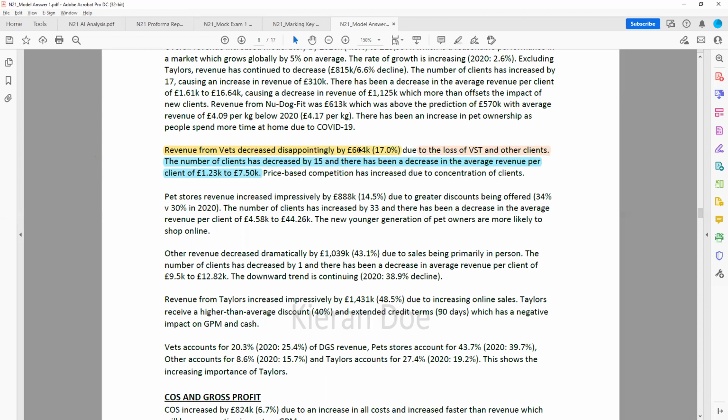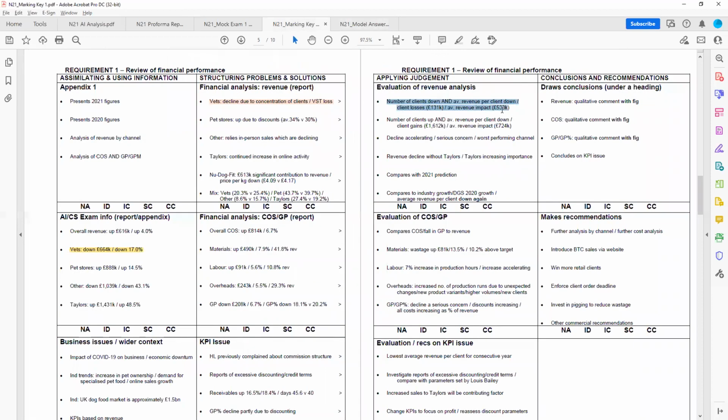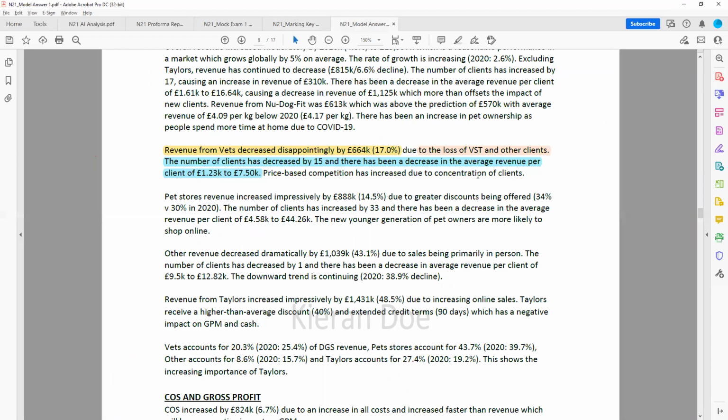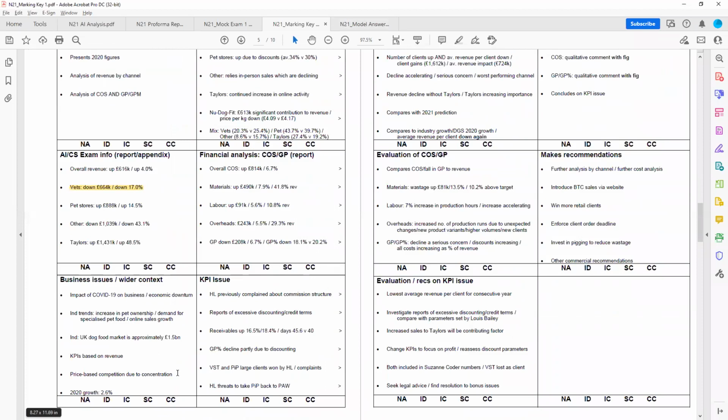And then we're looking for a context point as well. So we can see number, reason, further insight point, context, and you can see how we could rack up the marks. So looking here at number of clients or average revenue per client as well, we pick up that point, and then we'd be looking for a context point as well. So price-based competition has increased due to concentration of clients. And that, of course, is coming from the AI. I think it was also mentioned again in the exam paper, and you can see that there.